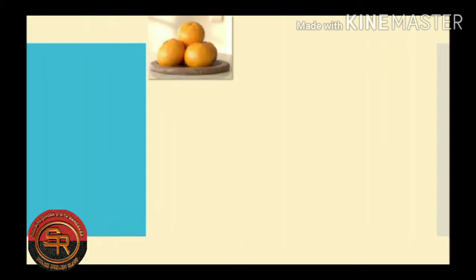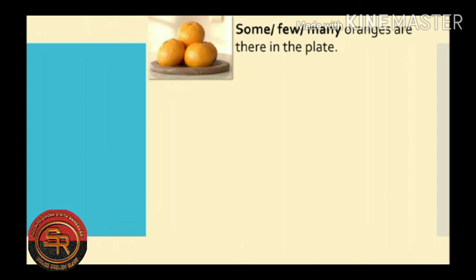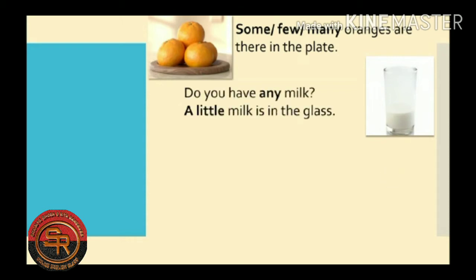Okay, so we can see the picture of some oranges here. So we can denote it in some other ways also. Let's see. Some, few or many oranges are there in the plate. So we can use any of these. There is some quantity of milk in the glass. So we can say, do you have any milk? Or a little milk is in the glass.